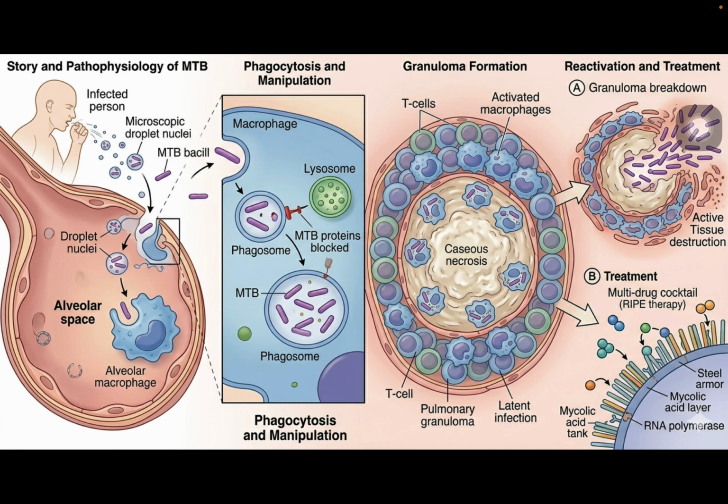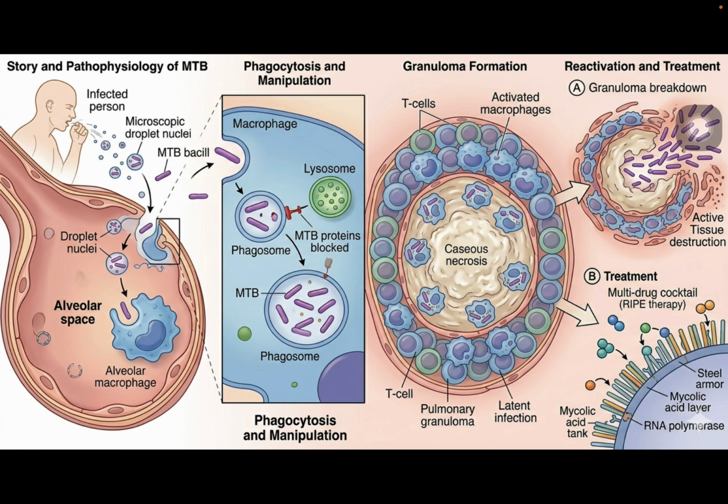The visual flow splits into immune response mechanisms. Phagocytosis. Once inside the macrophage, MTB uses specific proteins to physically inhibit the fusion of the phagosome with the enzyme-filled lysosome. So by blocking lysosome fusion, the bacteria avoid digestion and survive.